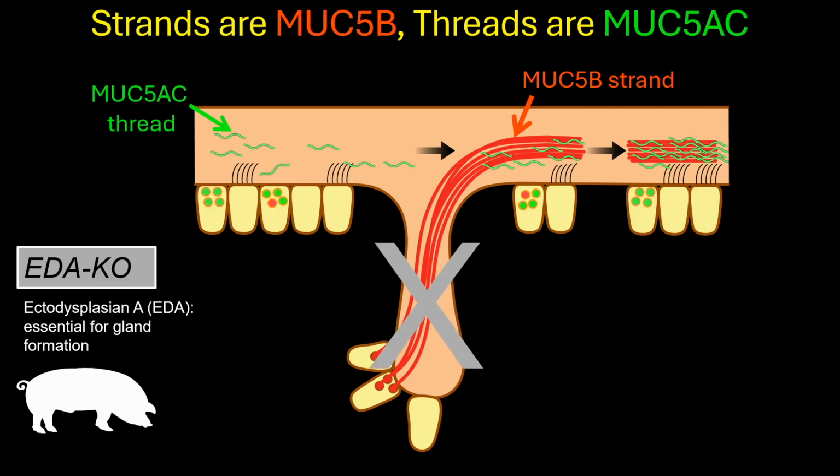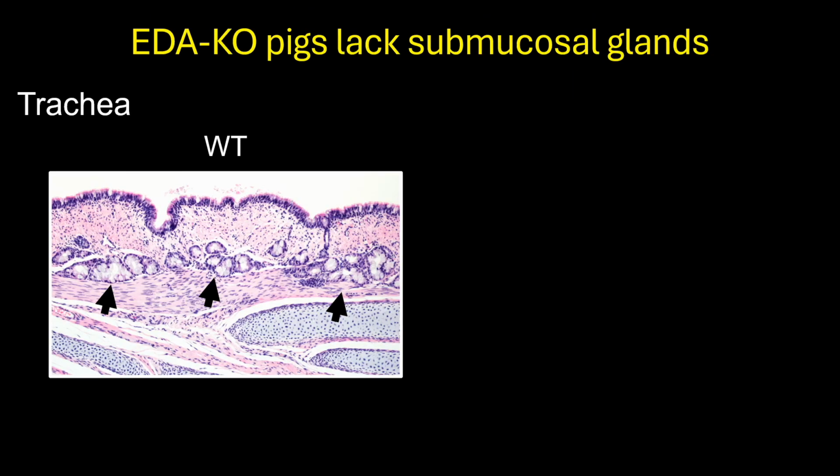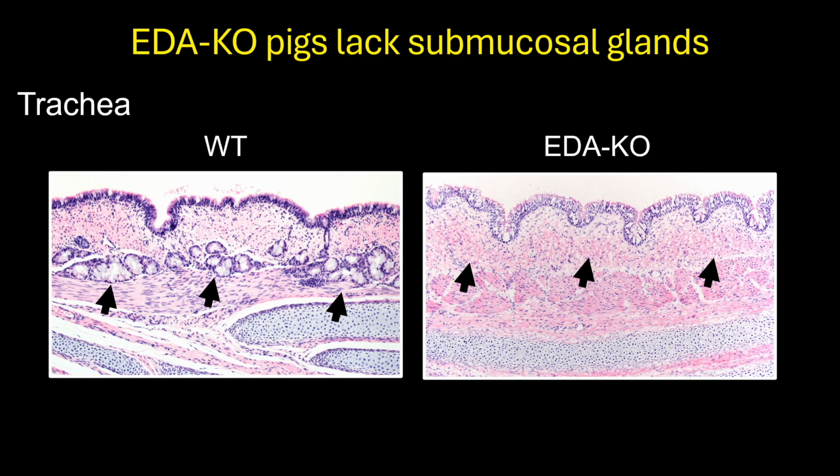Strands have been demonstrated to be important for mucociliary transport using an EDA knockout pig generated by Linda Ostegard and others. The EDA knockout pig lacks submucosal glands. Here I'm showing from their manuscript a wild-type pig trachea that's rich in submucosal glands, and the EDA knockout pig trachea that lacks submucosal glands.